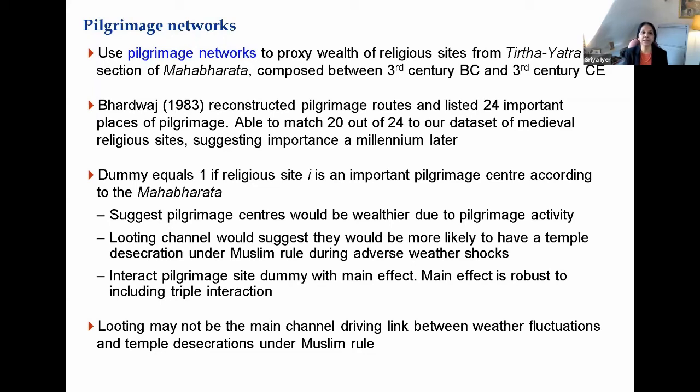We create a dummy that equals 1 if a religious site is an important pilgrimage center according to the Mahabharata. We think that pilgrimage centers would be wealthier due to pilgrimage activity. And a looting kind of explanation would suggest that they are more likely to have temple desecration under Muslim rule during an adverse weather shock. So what we do is we interact the pilgrimage site dummy with the main effect, but the main effect is robust to including the triple interaction.